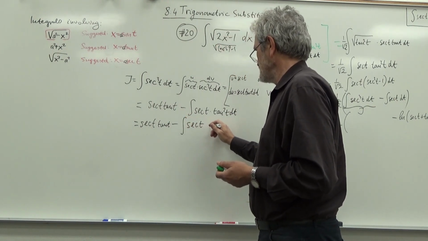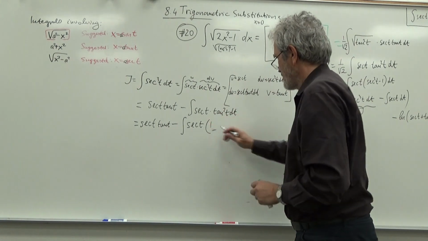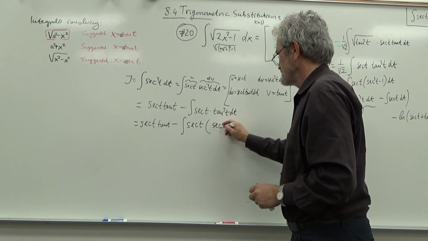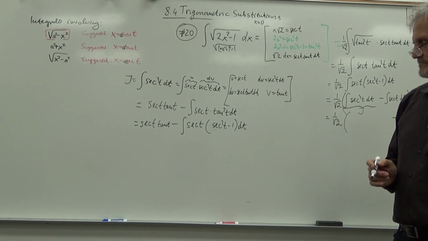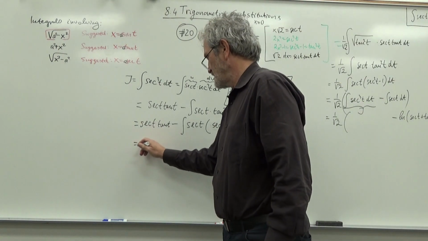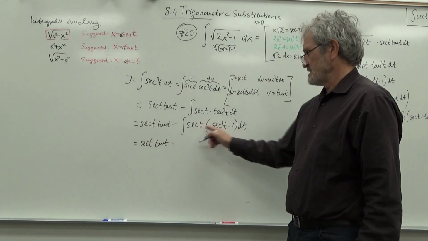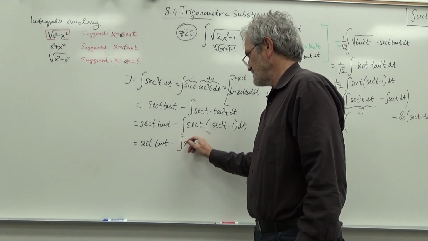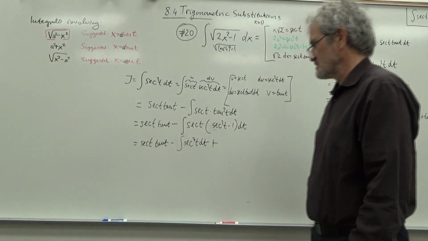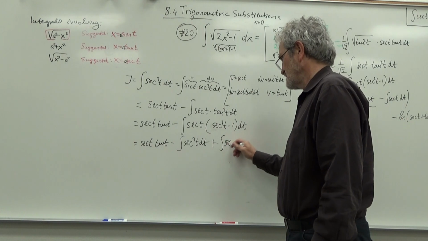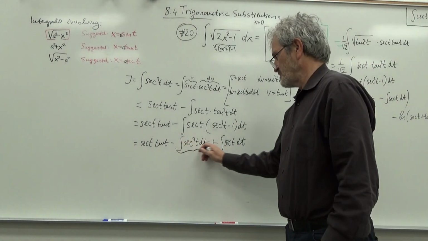This is secant t times tan squared, which could be traded for secant squared minus 1. Secant squared t minus 1. So what would that be? Secant t tan t minus integral of secant t times secant squared t, secant cubed t dt, and plus, when I distribute this minus it will give me plus integral of secant t dt. And the same idea, our I appeared again.